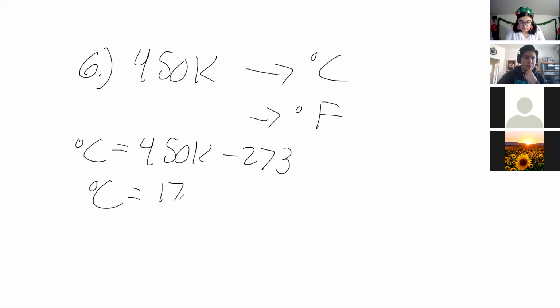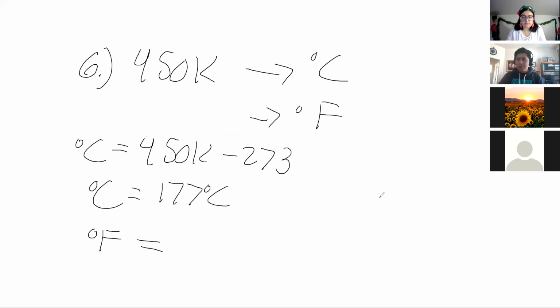177 degrees Celsius, because of how we convert to Celsius. Now for Fahrenheit, how can I convert my temperature to Fahrenheit? Would you add or subtract 32 degrees Fahrenheit times 9/5, or is it 5/9? I always get confused.